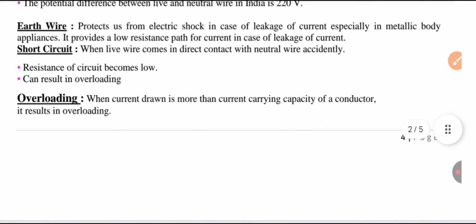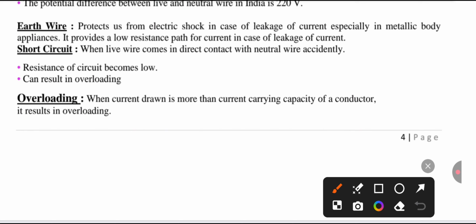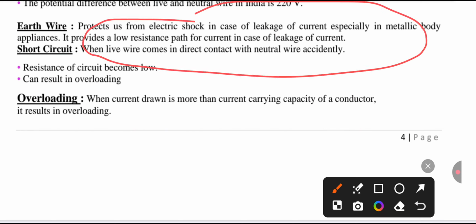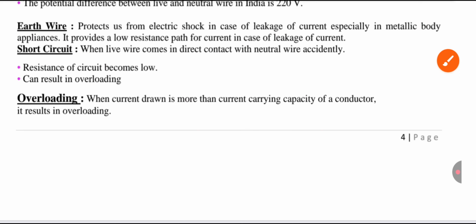Earth wire protects us. This is also a very important concept. What are the uses of earth wire? It protects us from electric shock in case of leakage of current, especially in metallic body appliances. It provides a low resistance path for current in case of leakage of current.